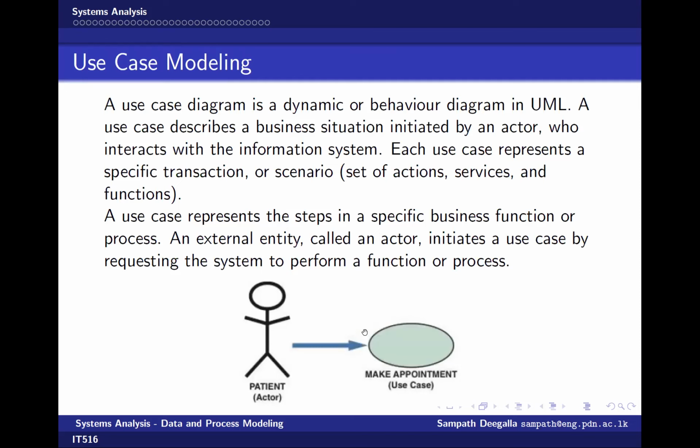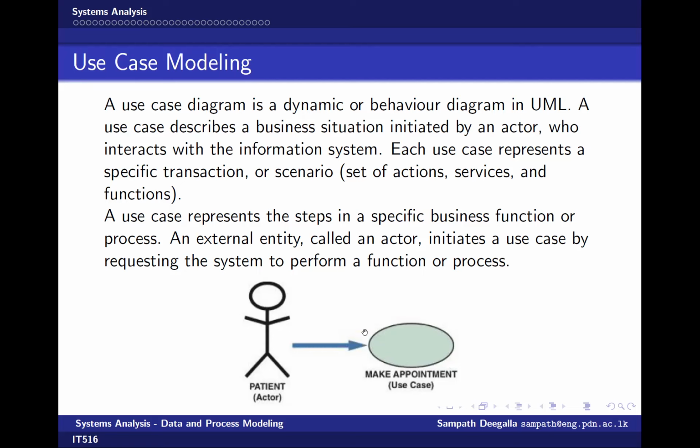Now, for example, when we have use case modeling, which we call a use case diagram, it will actually show you the dynamic, or what we call behavior diagram, right? So the use case describes the business situation. So there'll be actors. For example, here we have the patient making an appointment, and the patient is the actor, a person who interacts with the system. And making an appointment is a function that we can call a use case, right?